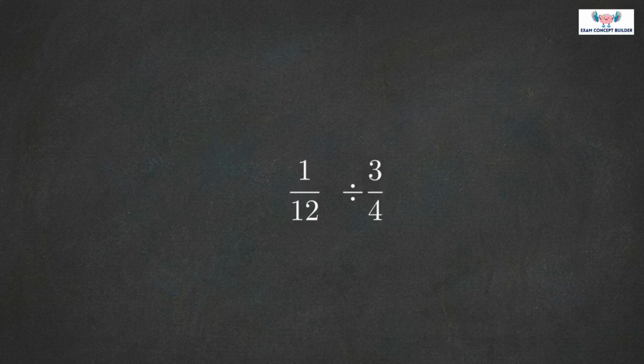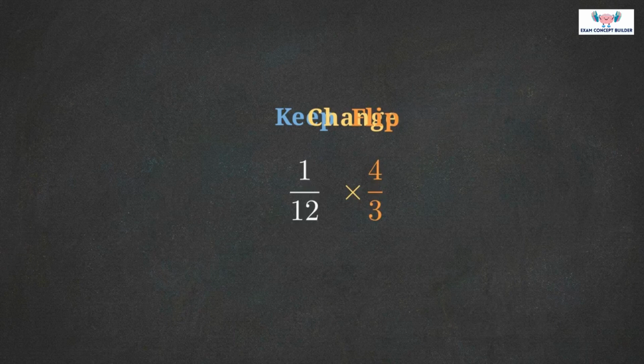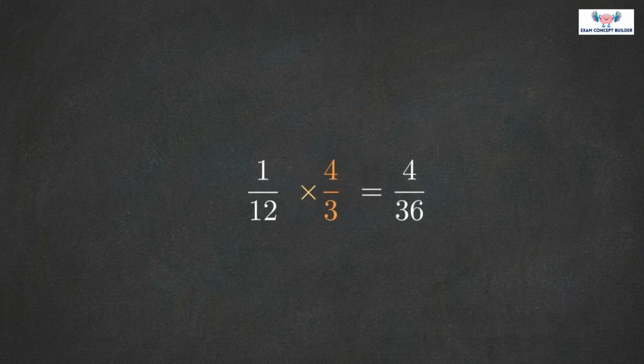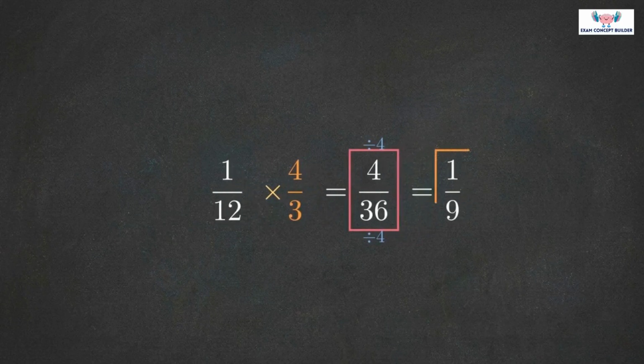We take that resulting 1/12 and move to the second half of the problem, dividing by 3/4. We apply keep, change, flip. Keep the 1/12, change to multiplication, and flip 3/4 to 4/3. Multiplying straight across gives us 4/36. Calculating is only half the job. Simplifying to lowest terms is mandatory. Both 4 and 36 are divisible by 4, so we divide the top and bottom to reduce this down to a final answer of 1/9.